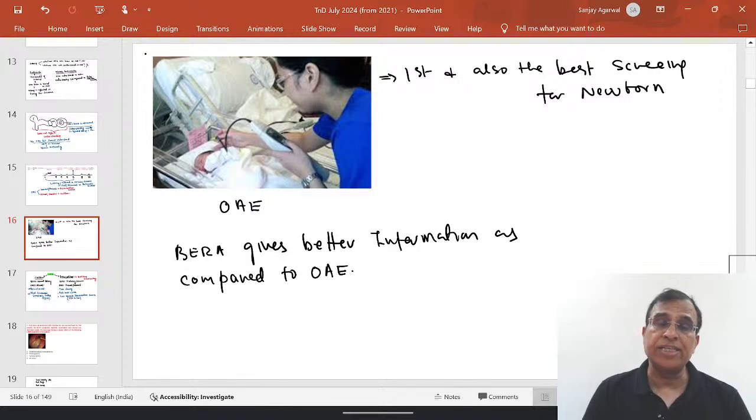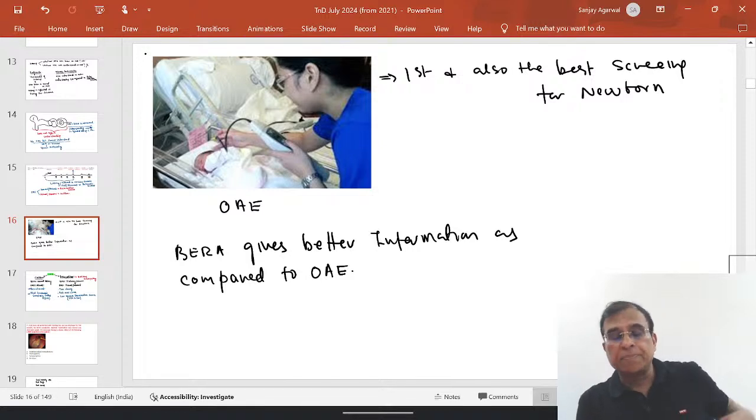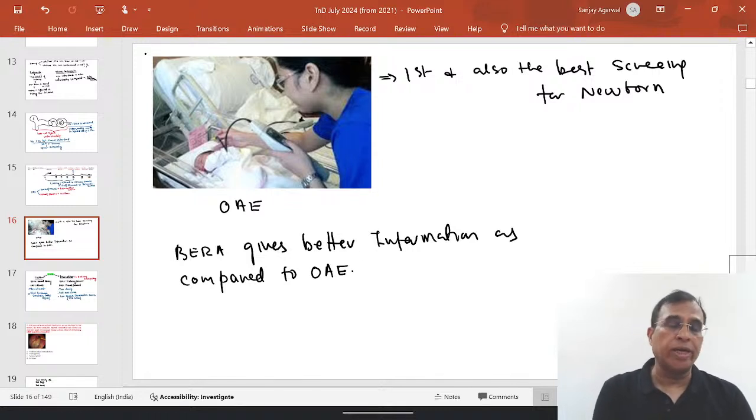BERA is never the first test done. So if something that you cannot do initially, it is not good, so you can't say it's the best investigation. Yes, BERA gives better information, that is true, but still I can't call it the best investigation. So first as well as best is OAE, although BERA gives better information.